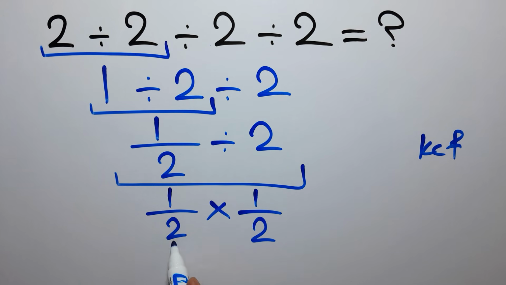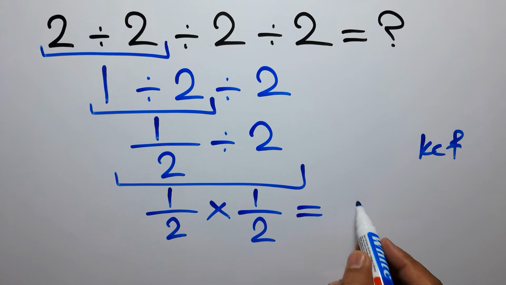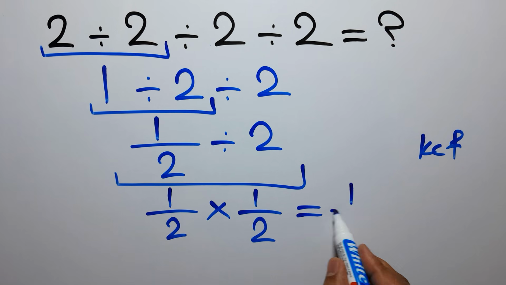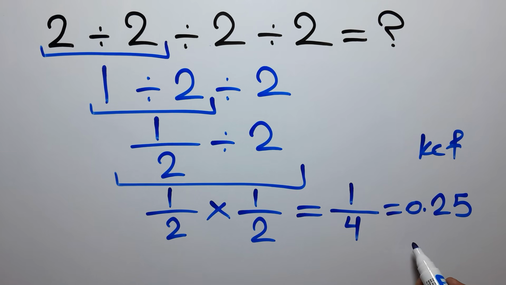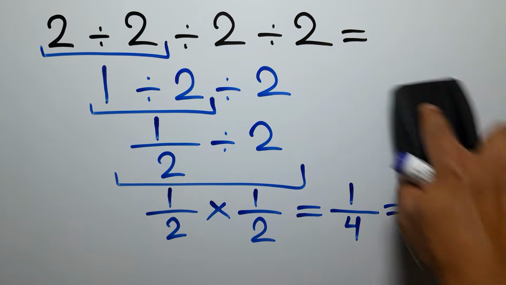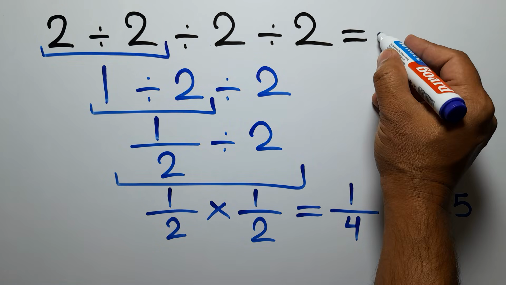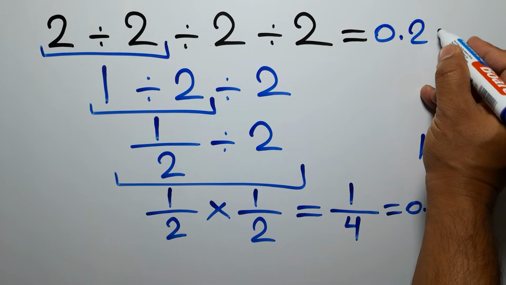So we have 1 over 2 times 1 over 2, which equals 1 times 1 gives us 1. So 1 over 2 times 2 equals 4. So 1 over 4 or 0.25. And this is our final answer to this problem. The correct answer is 0.25.